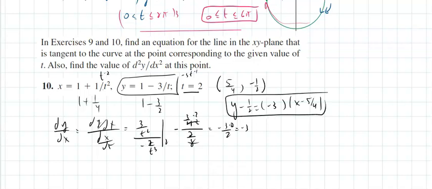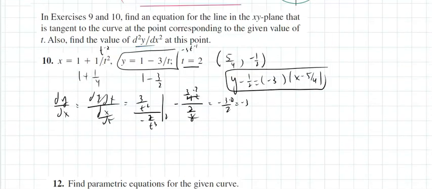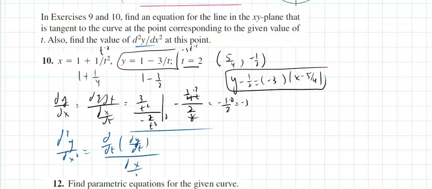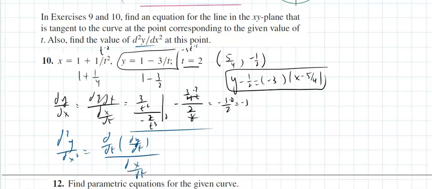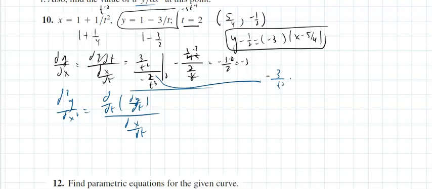Now they want us to find the second derivative, which is provided on the formula sheet. You really don't have to memorize this. The second derivative is the derivative with respect to t of the first derivative, divided by dx dt. And I'm going to clean that up. The first derivative was right there. So that was 3 over t squared times t cubed over 2. That was really negative 3/2 t. So the derivative of that would be negative 3/2. Now dx dt is right there.